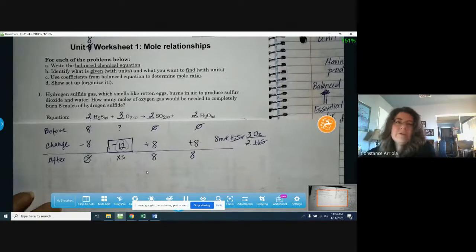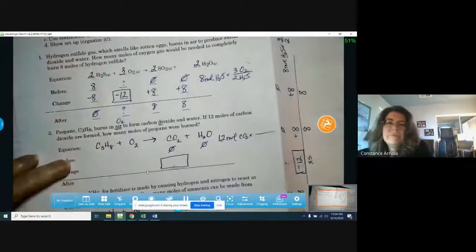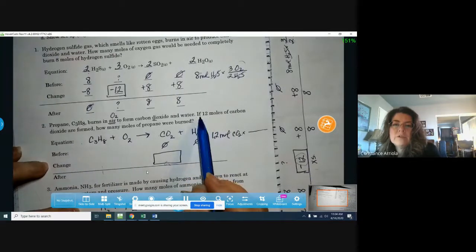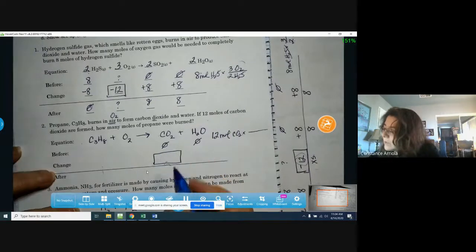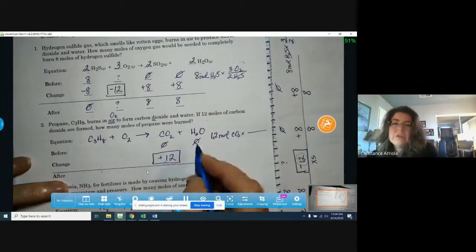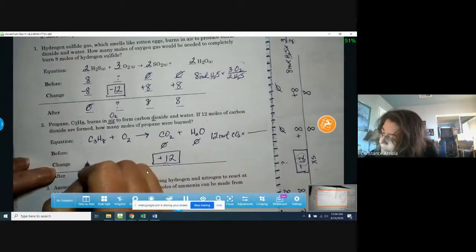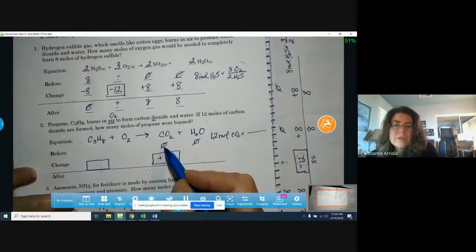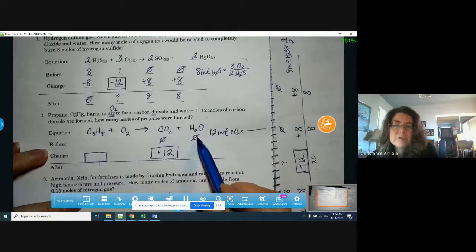Right now, the second one, I'm not going to work out for you, but I wanted to point out a few things. This one here is giving you the product. So if 12 moles of carbon dioxide are formed, okay, that means we're making 12. We're making 12 of these. Okay, then how many moles of propane are burned? So this is what we're trying to find. Okay, now we're not going to put the 12 here because we know it's a product. And in the beginning, before the reaction happens, these are going to be zeros.